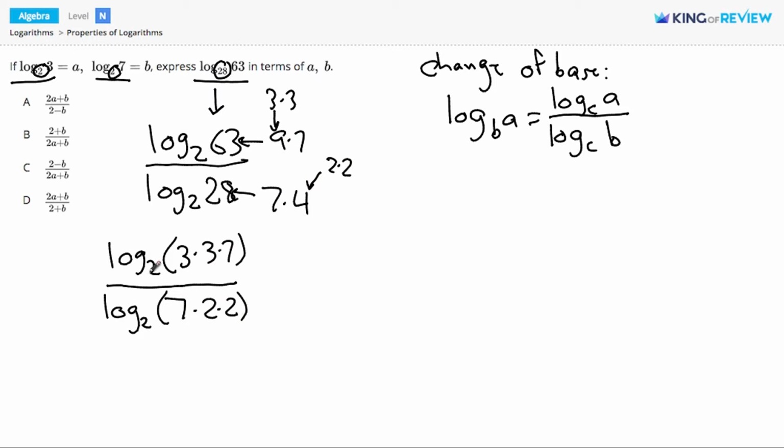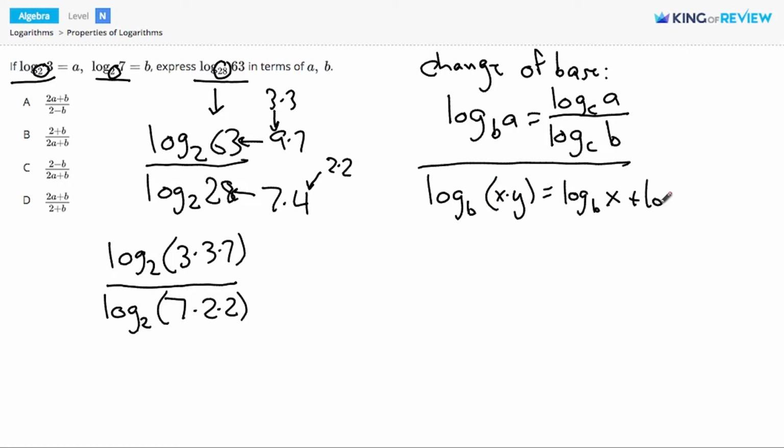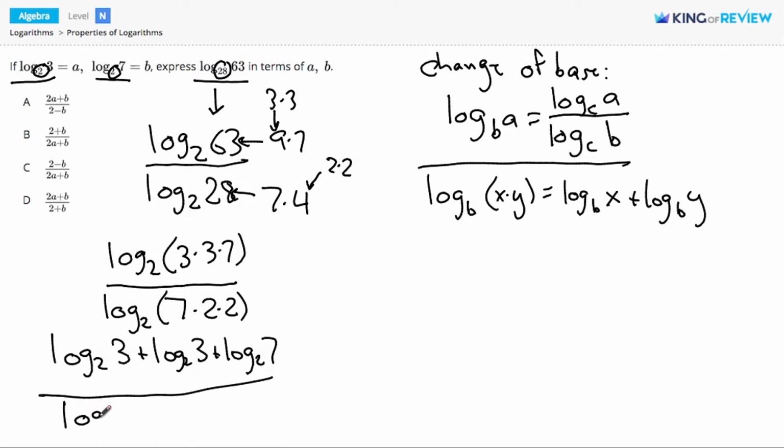And now all the numbers we have in our logs are the 3 numbers in the logs in a and b. So we can use another very nice property of logs that says if you have a log with some base of the product of two numbers, say x times y, you can split that up into the log with your base of x plus the log with the same base of y. So applying that here, we can split these up into separate logs, 3 separate logs in the top, one with the first 3, one with the second 3, and one with the 7. And then the denominator, we will have the log of the 7 plus log of the 2 plus the log of the other 2.